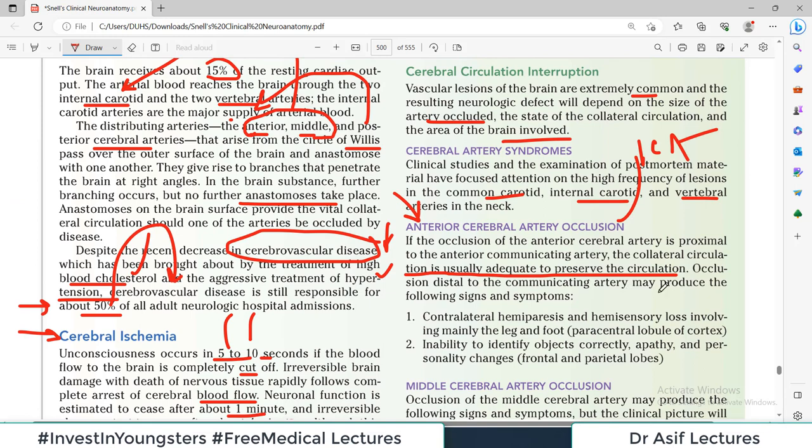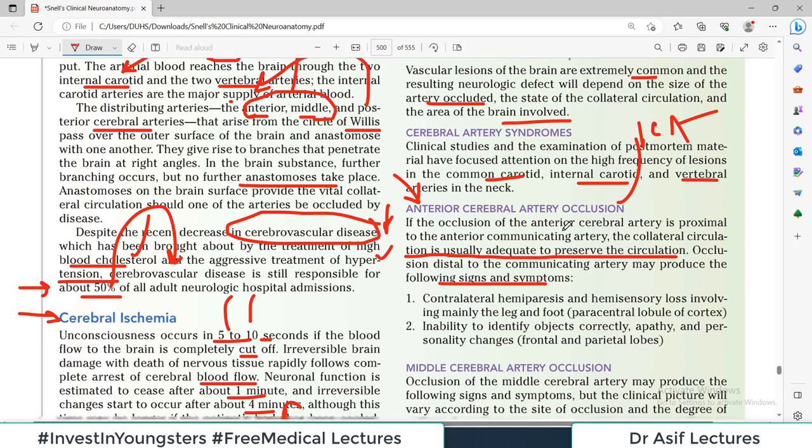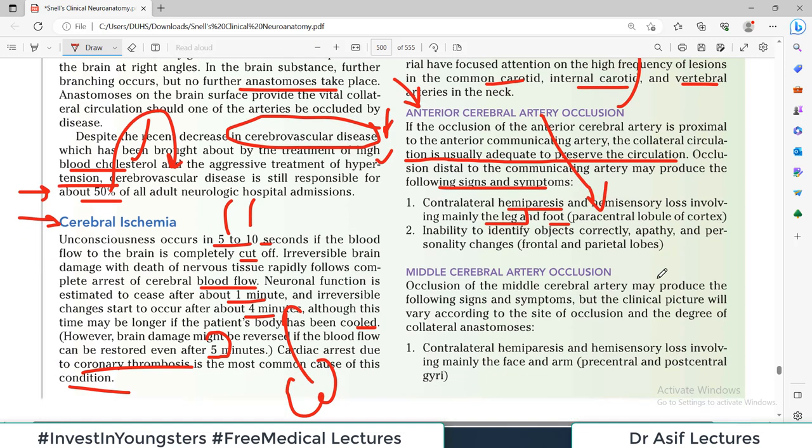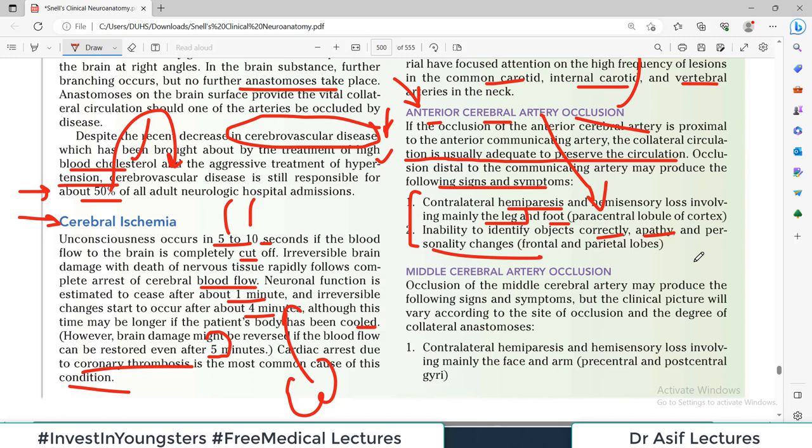Occlusion distal to the communicating artery may produce the following signs and symptoms. Contralateral hemiparesis and hemisensory loss involving mainly the leg and the foot area, because this is the anterior cerebral artery which was supplying the precentral gyrus, okay? Inability to identify the objects correctly, apathy and personality changes. These are the indicators of anterior cerebral artery occlusion distal to the communicating artery, because agar ye proximal to the communicating artery hai to shayad pata bhi na chale kyunki collateral circulation se blood supply ho raha hai.